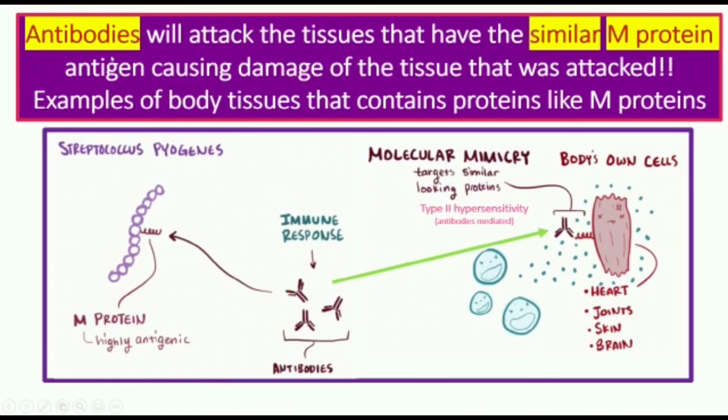So untreated strep throat will cause the formation of antibodies by the immune system to a highly antigenic protein found in the Strep pyogenes, which is the M protein. This M protein has a similar structure to proteins found in some tissues in our body, like the heart, joints, and skin. So the antibodies will not only attack the M protein, they will also attack the tissues that have similar proteins, and this is called molecular mimicry.